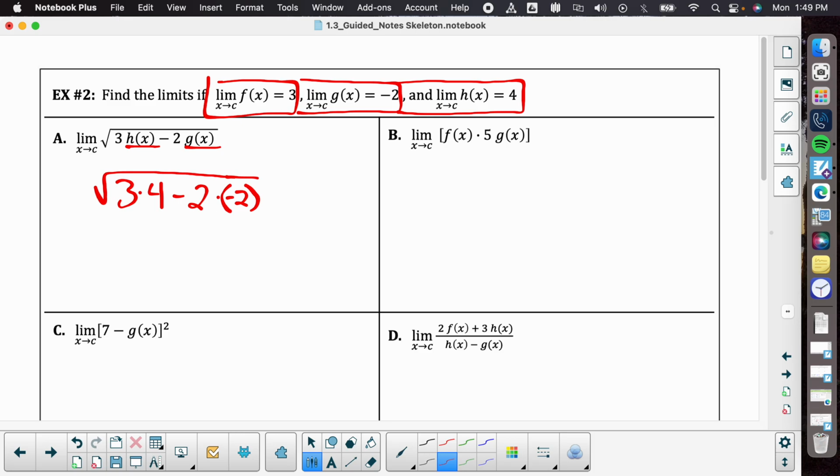We could take the time writing this correctly, and say that this is going to be the square root of 3 times the limit of h of x as x approaches c, minus 2 times the limit of g of x as x approaches c. But I feel like this one we can pretty much do in our head, and there's no reason to. This would be a multiple choice question on the AP test, and in that case, if you know the answer in your head, you just do it. So proper writing wouldn't really benefit us here. So what do we got, 12 plus 4, 16.